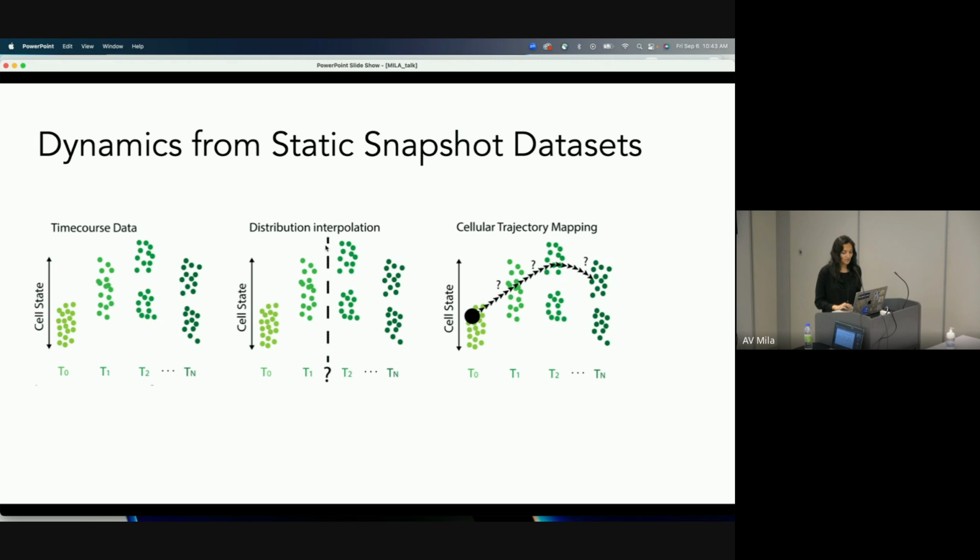So, you might want to interpolate what this distribution looked like at some point that you didn't measure. And then also you might want to ask, what was it about cells that ended up in the top cluster versus the bottom cluster? Could we have predicted that some cell would end up in the top cluster? And if so, where in this original cluster did it come from?